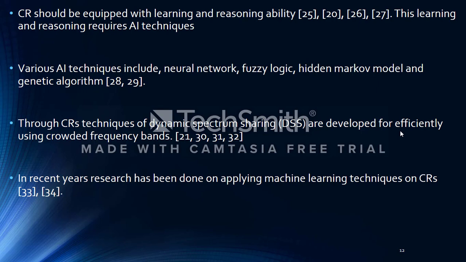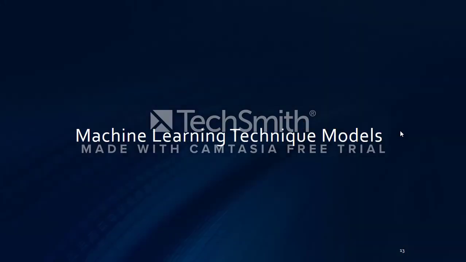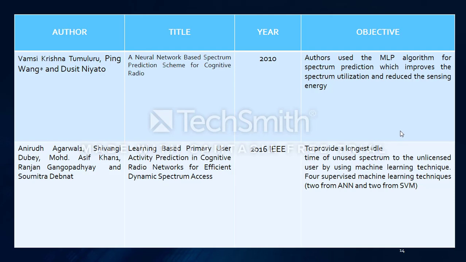In recent years, research has been done on applying machine learning techniques to cognitive radio. These are some machine learning models. First, a neural network based spectrum prediction scheme for cognitive radio, and the authors are Vamsi Sharma, Tamuliro, Ping Wang, and Dusit Niyato, published in 2010. The authors use the MLP algorithm for spectrum prediction, which improves the spectrum utilization and reduces the sensing energy.